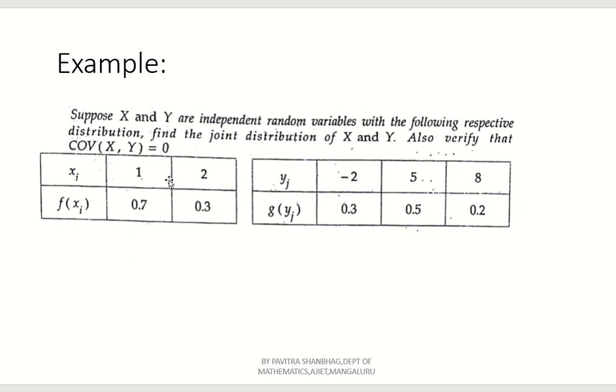They have given xi as well as f of xi, that is x values 1, 2 and f values 0.7, 0.3. And yj is minus 2, 5, 8, and g of yj is 0.3, 0.5 and 0.2. So they have given x values with corresponding fx values, and y values with corresponding gy values. That means they have already given the marginal distribution table. We need to find the joint probability distribution.